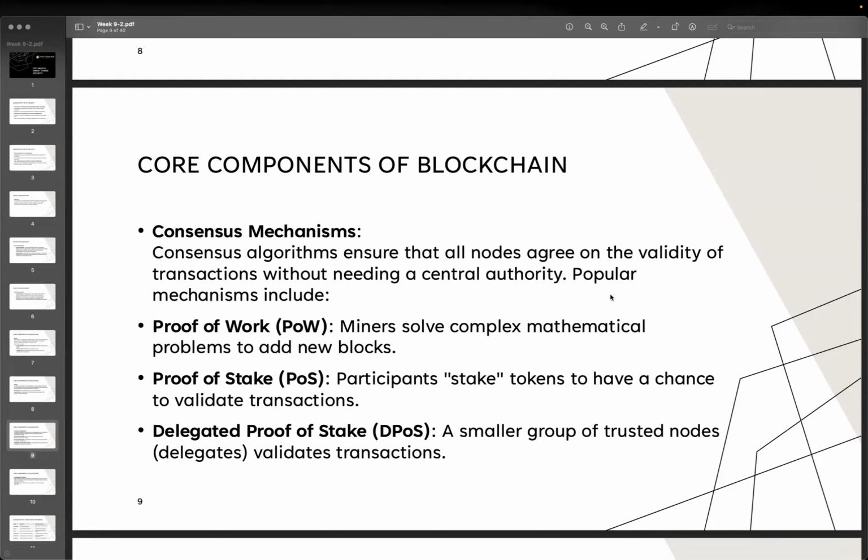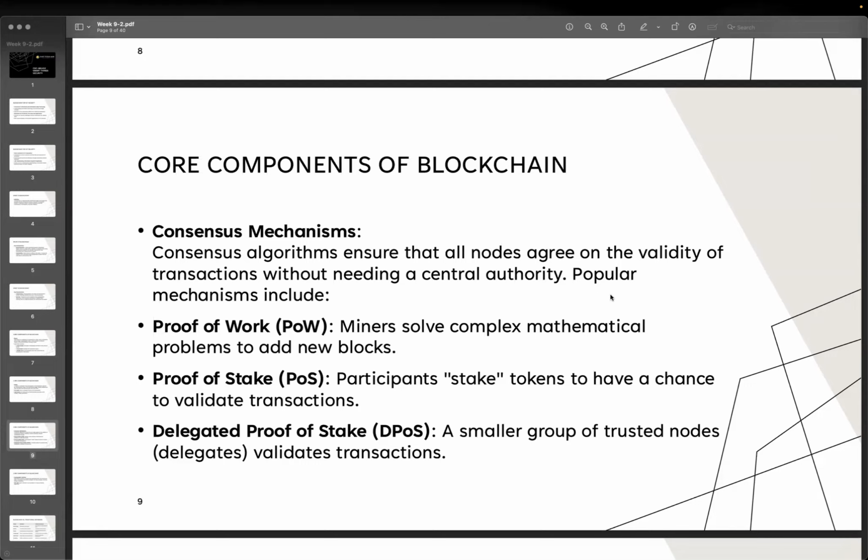Okay, and they can also do it in another way. It's called proof of stake. Okay, stake. So with PoS, they can stake their tokens, so they have a chance to validate the transactions. So this is another part of it. This one we can use with the blockchain wallet, which can be used for tokens. And we can also provide another one, delegated proof of stake. That one, DPoS, will be a small group of trusted nodes.